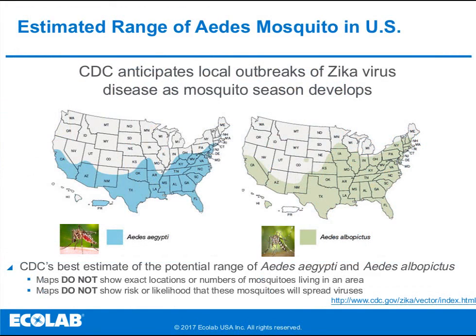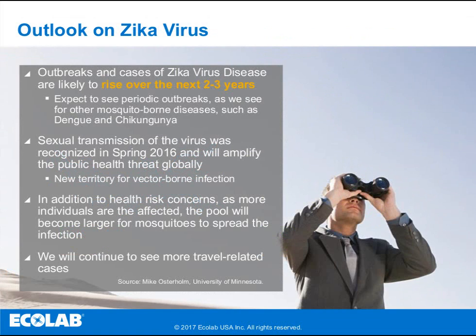Given the potential geographic range of the Aedes mosquito in the U.S., I would suspect that we're going to hear more about locally acquired cases in the U.S. as mosquito season develops. So we need to be particularly vigilant in the blue and the green shaded areas on this map. Before I turn it back over to Joelle, I'll close with some insights that Dr.